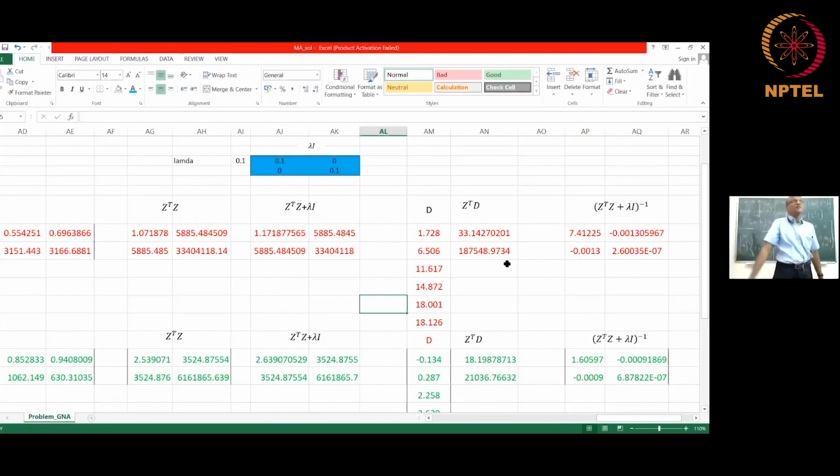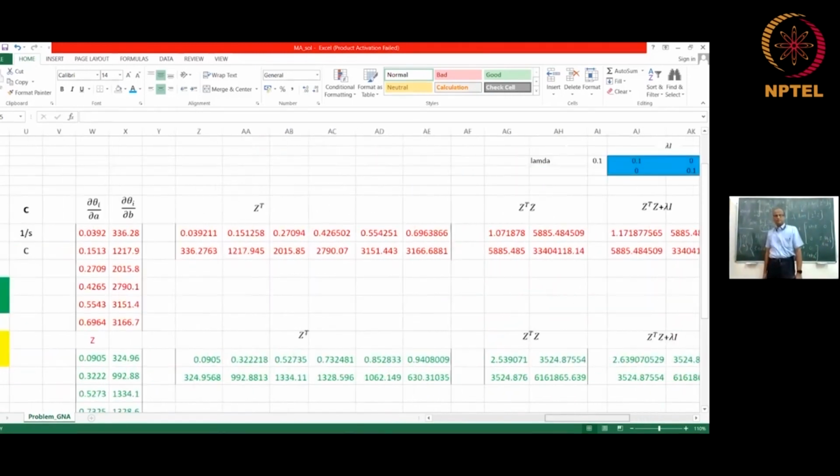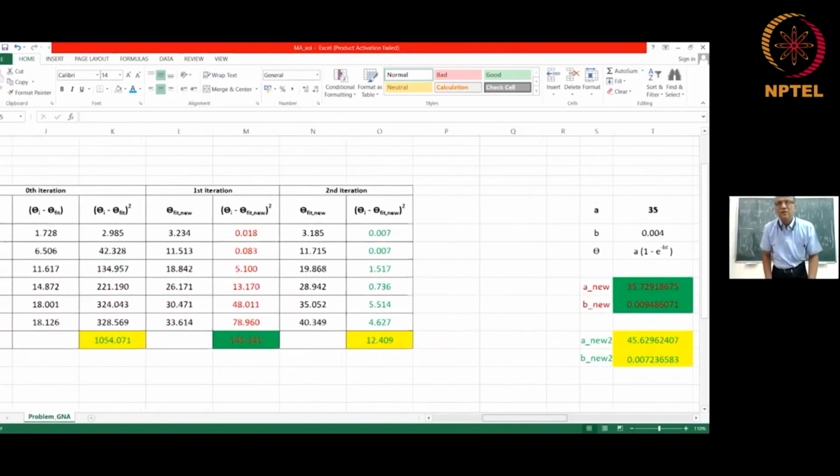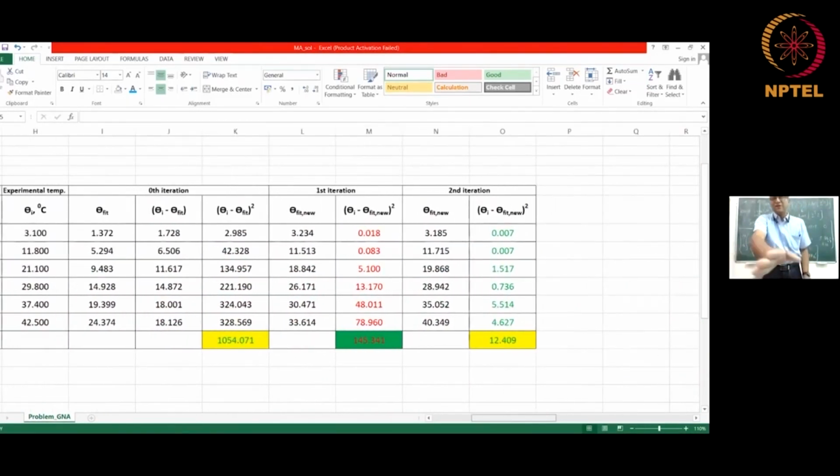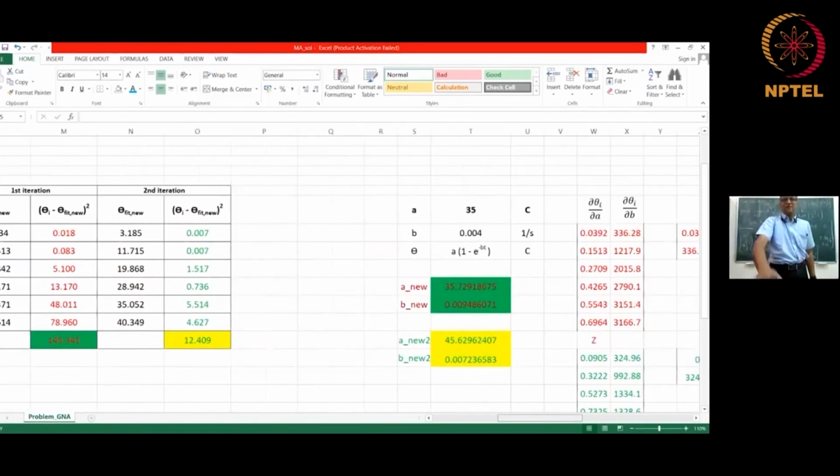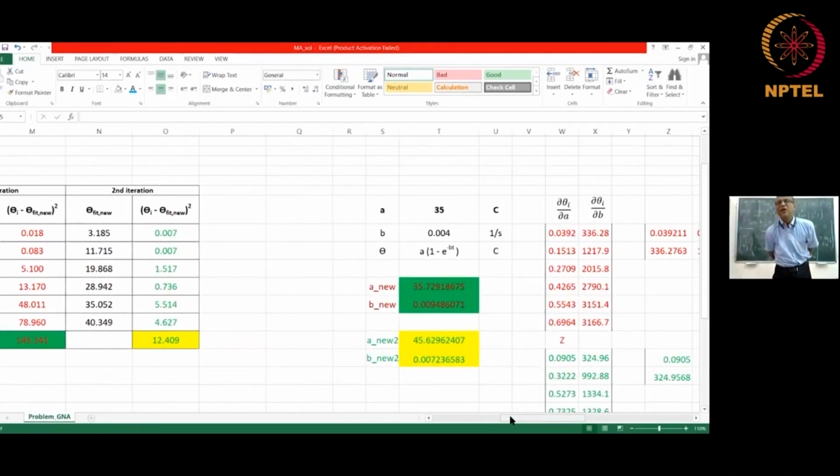So come to the left hand side, Suraj. Okay, you have to show the answer, right? First show the answer and then the residual. Yes, sir. Now A new: from 35 straight away it went to 48, but the Marquardt went only up to 35.79, and B new 0.009. But in the next iteration, it comes to 45 and 0.007. So it is a little slower, but it also takes care of conditioning. So if you have wrong guesses, Marquardt may be better than GNA, but it is not as fast as the LMA.